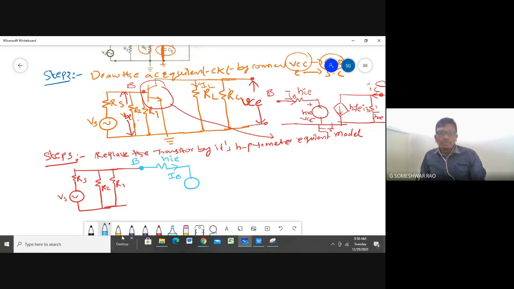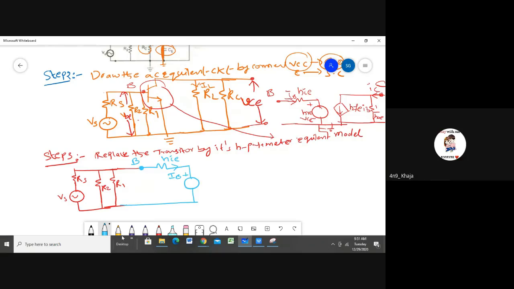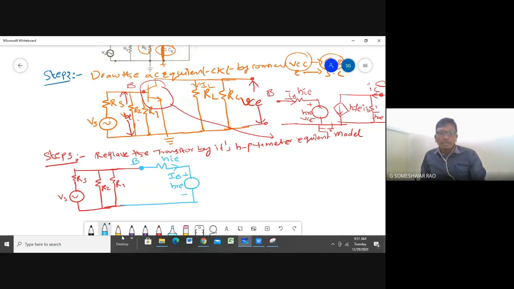Are you with me? Yes or no? What I am drawing? Yes, sir. Very good. HRE into VCE. Okay. So now the same thing that I am going to replace here. This is nothing but this one, a current source which is having HFE into IB.